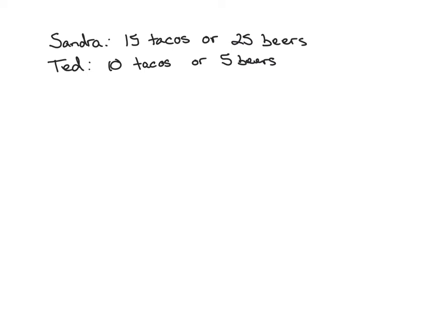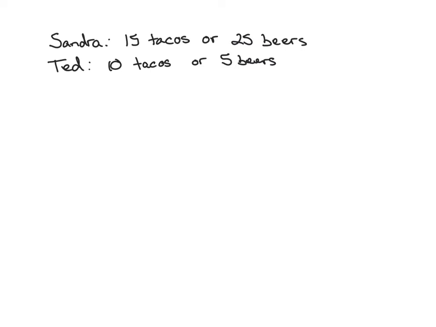Ted can make up to 10 tacos, or he can make up to 5 beers, or some combination of less than 10 tacos and less than 5 beers. So we see right away that Sandra can make more of either. She can make more tacos than Ted, 15 versus 10, and she can make more beers than Ted, 25 versus Ted's meager 5. So Sandra clearly has an absolute advantage in the production of tacos and the production of beers. She can make more than Ted.